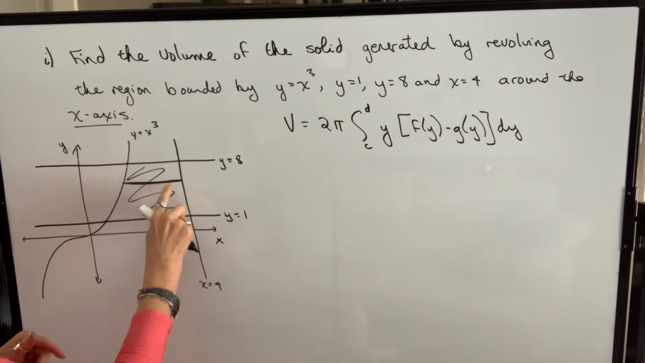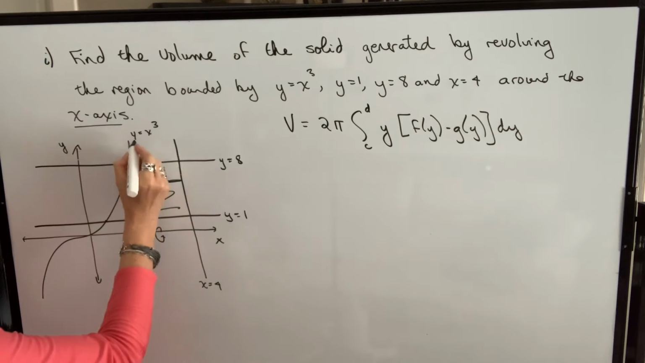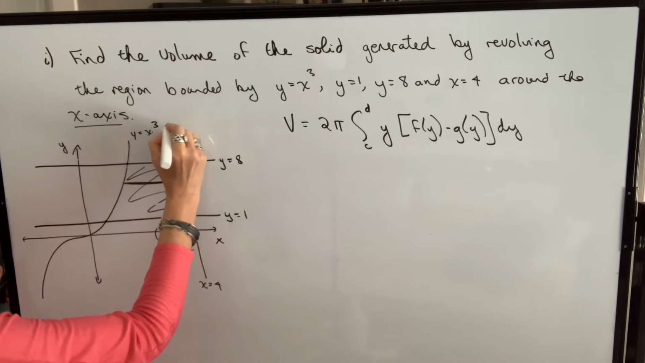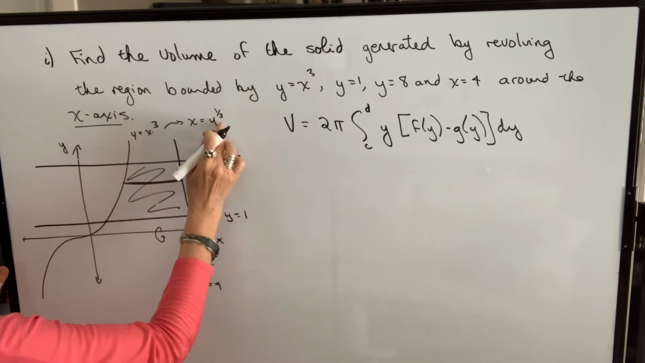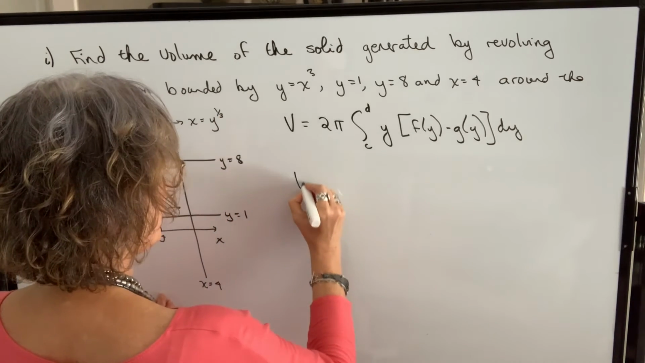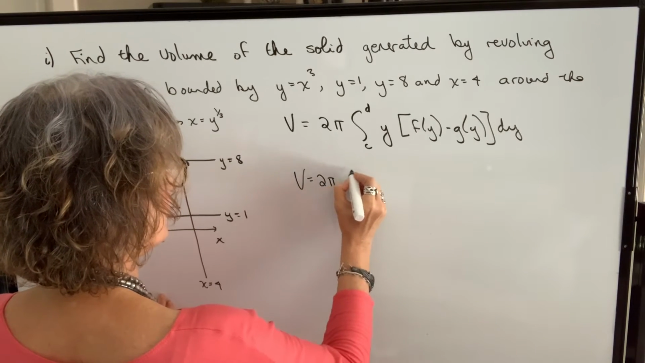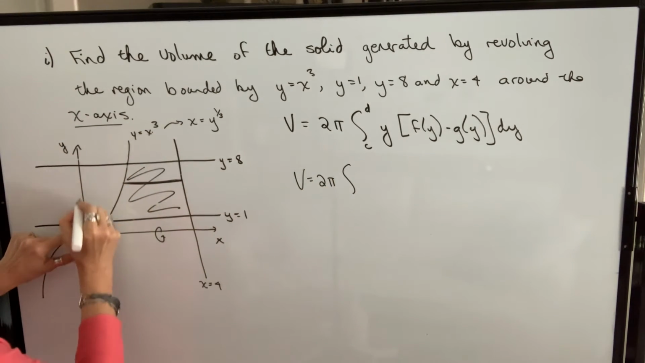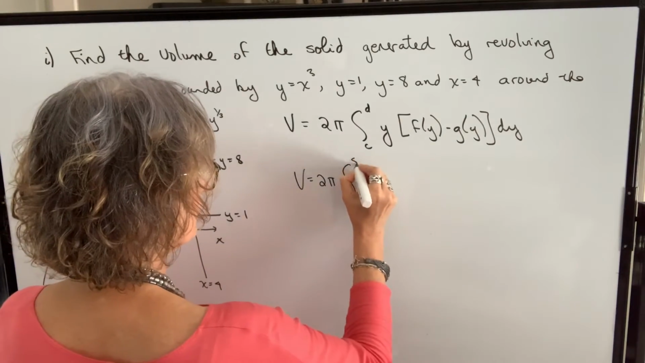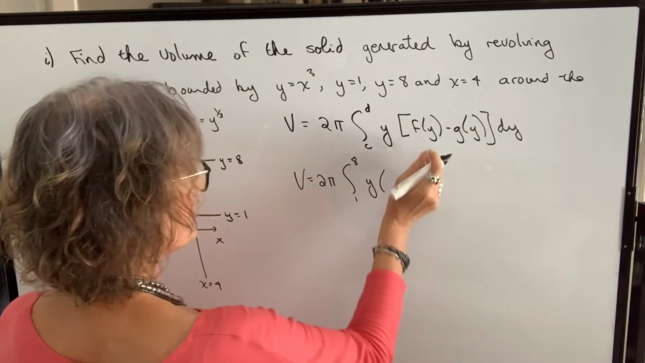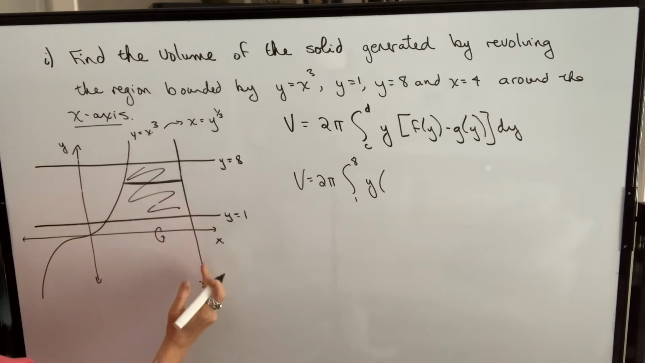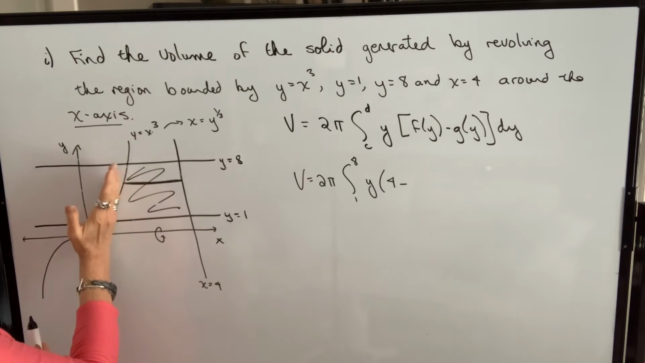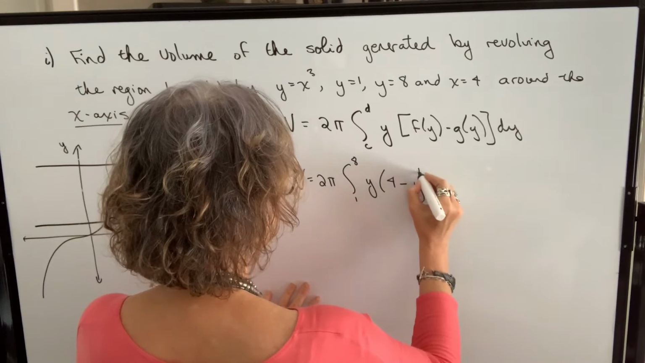Because we're using horizontal rectangles, we have to have everything in terms of y. So we can't use y equals x cubed. Instead, we have to write x equals y to the 1/3. It has to be a function of y. So now we can set up our integral. It's going to be the y values 1 to 8, y times f of y. So f of y is going to be our right curve. So this is our f of y. This is our g of y. It's our left curve. So that would be y to the 1/3.